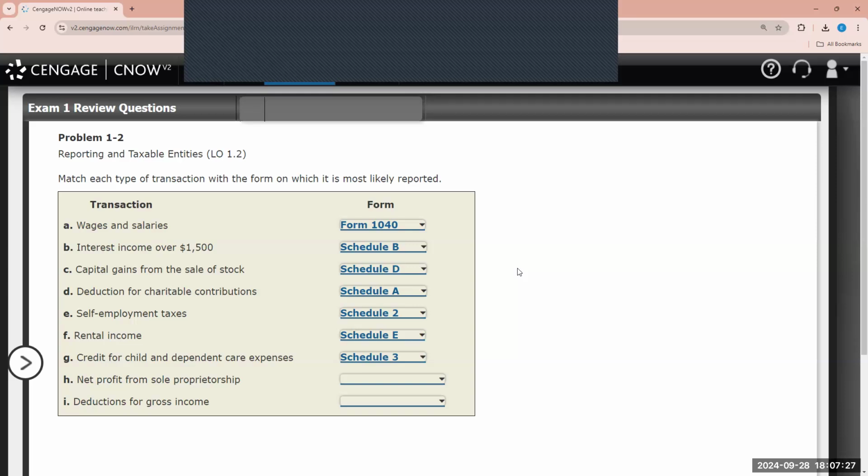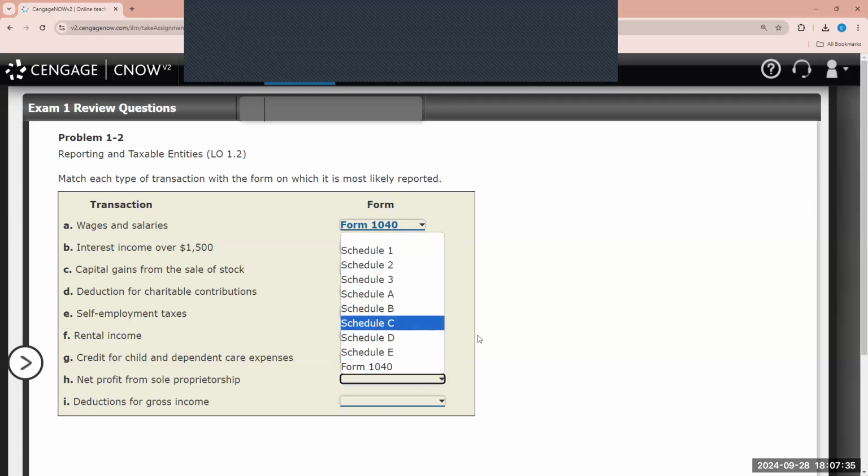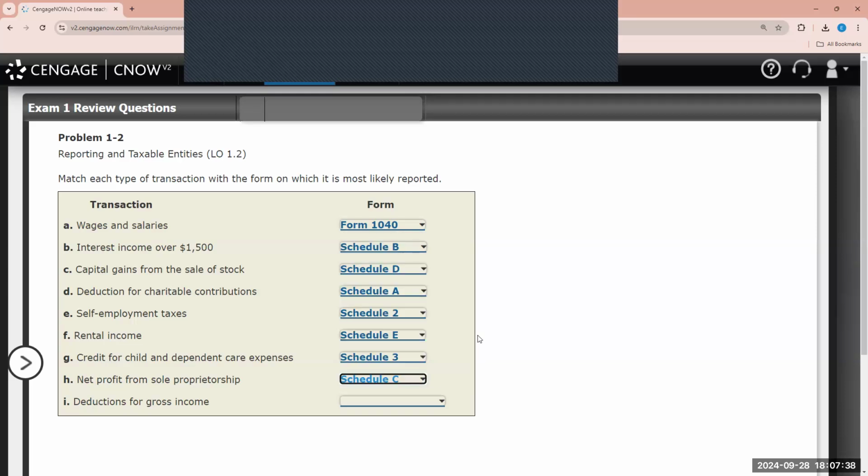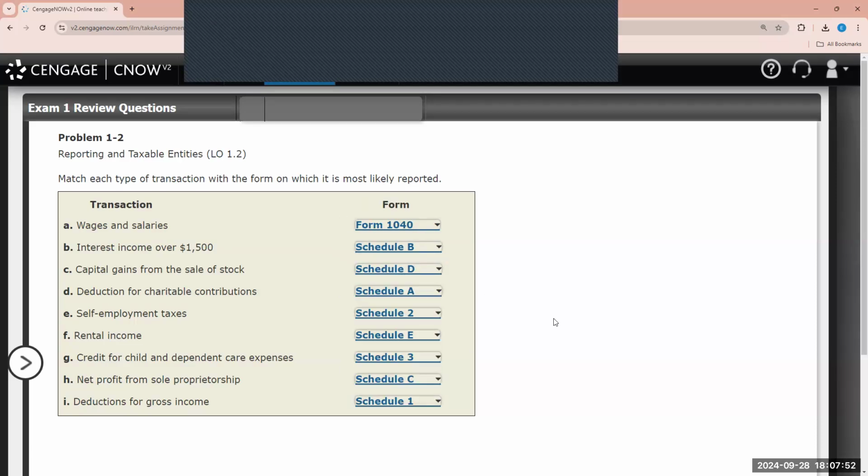Those are examples of credits and payments that are reflected on Schedule 3. Net profit from a sole proprietorship is reported on Schedule C, and as mentioned, Schedule C is also used for single member LLCs that have not elected to be taxed as a C corporation or an S corporation. And lastly, deductions for gross income would be reported on Schedule 1.